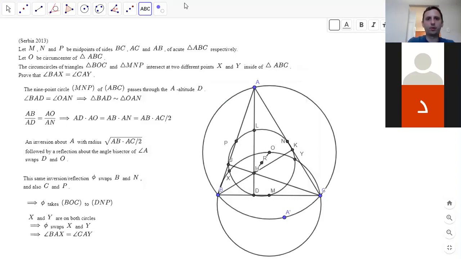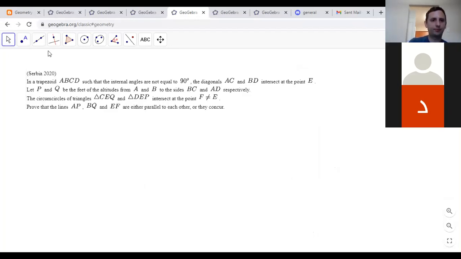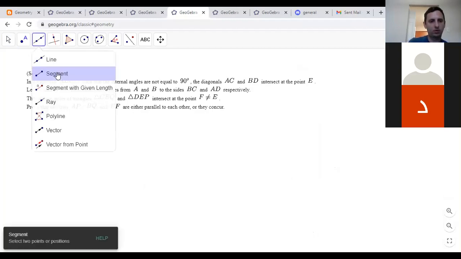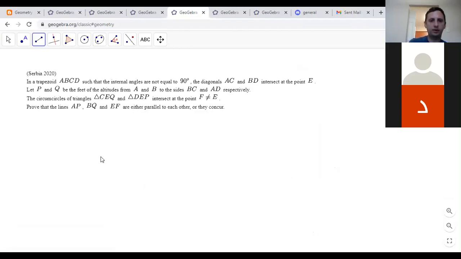It's just 1234, so we're just about halfway. So we have a trapezoid ABCD. See how I want to do this. AC and BD intersect at E. Okay, let me draw. I see where this is going, I think. So we want to draw the altitude.